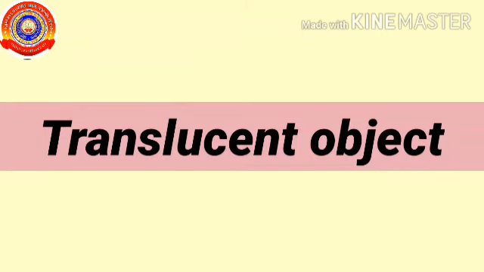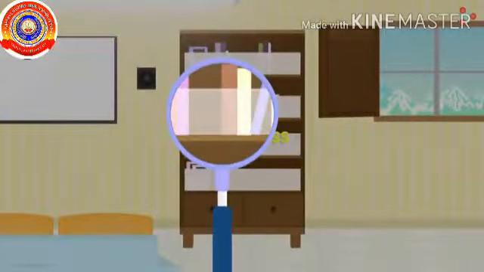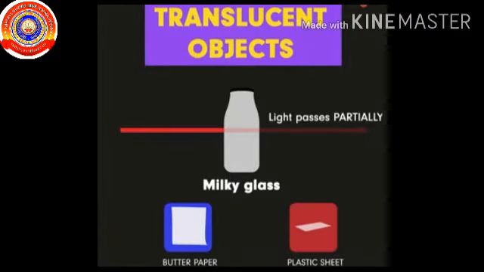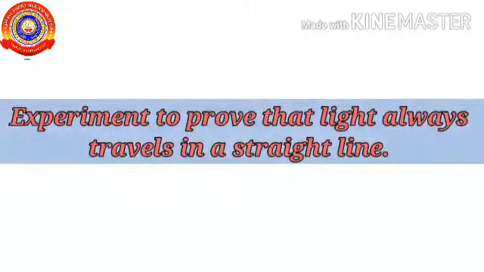Translucent objects can be seen through but not completely. Examples of translucent objects are milky glass, butter paper, thin sheet of plastic, etc. Let's summarize what we have learned today as experiment to prove that light always travels in a straight line.